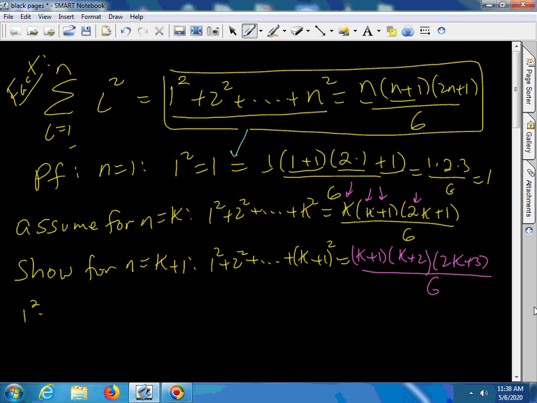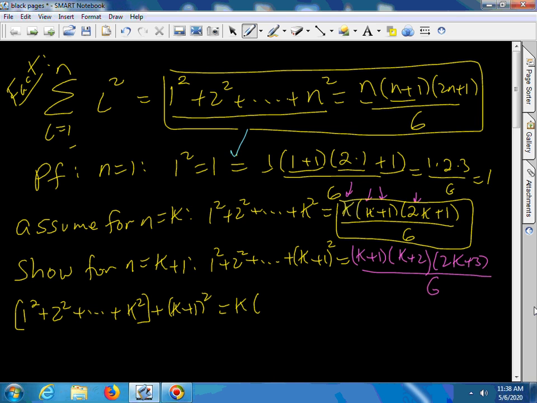So 1 squared plus 2 squared all the way up to k squared plus k plus 1 squared. That's what we want to figure out. But we know what this equals, or at least we're assuming it. It equals this: k times k plus 1 times 2k plus 1 all over 6. And we want to add k plus 1 squared.